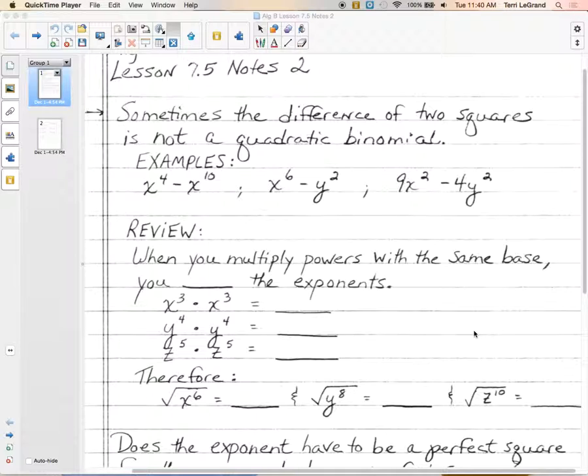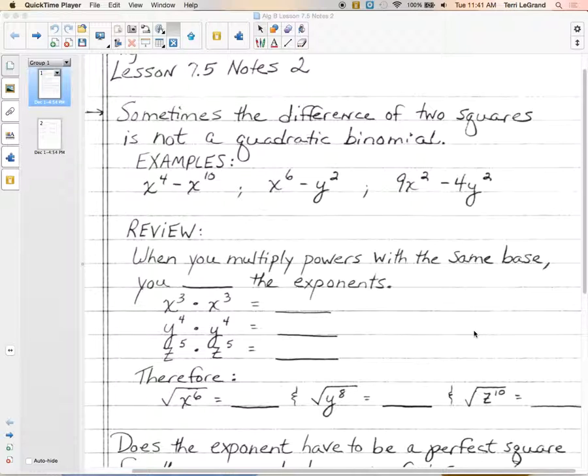So the square root of x squared is? X. Square root of m squared is? M. So if it's quadratic, that's pretty easy. You're just like, oh, I know what the square root of that is. Well, sometimes they're not going to be the quadratic binomial, but rather a binomial that's of a different degree. So examples: x to the 4th minus x to the 10th. X to the 6th minus y squared. 9x squared minus 4y squared.